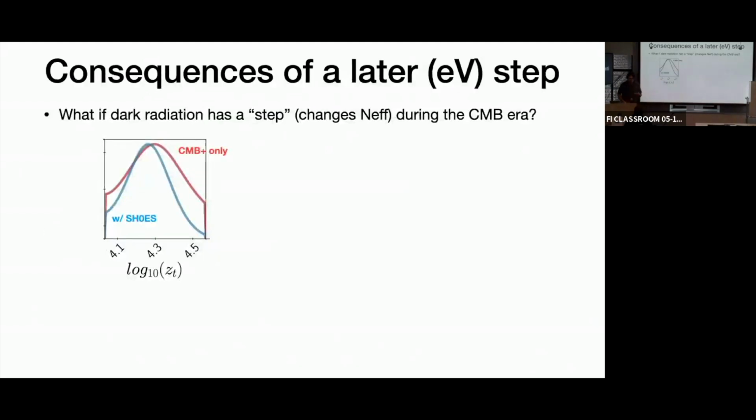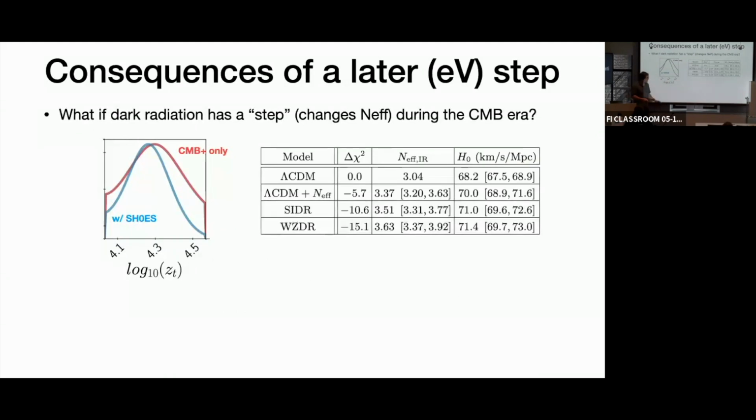So we went and did an analysis of what happens if there is a change in N effective during this era of CMB data, the so-called desert era. And we found that there's actually a pretty moderate preference, if you include the SH0ES data, for some change in delta N effective at z of around 20,000. It's not super strong, but there is some evidence that the data would prefer something like this.